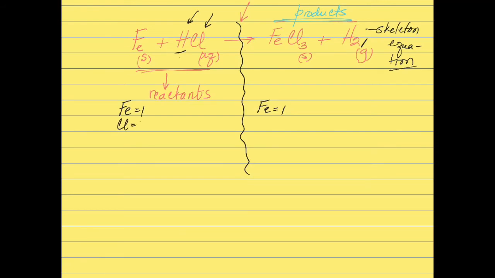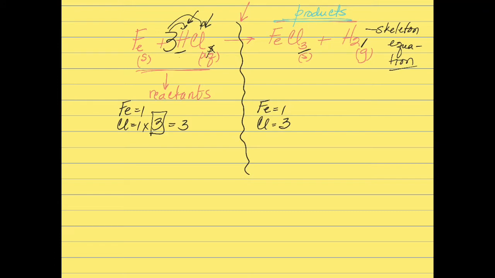Chlorine. I have 1 over here. And on the other side, I have 3. Ms. Ramos, that's so easy. I'm going to put a 3 over there. Wrong. You have to multiply by 3. And that 3 is a coefficient that you're going to put in front of the compound. If that 3 is affecting both, it's affecting the hydrogen, it's affecting the chlorine in there. So now you have 3 chlorines in there.